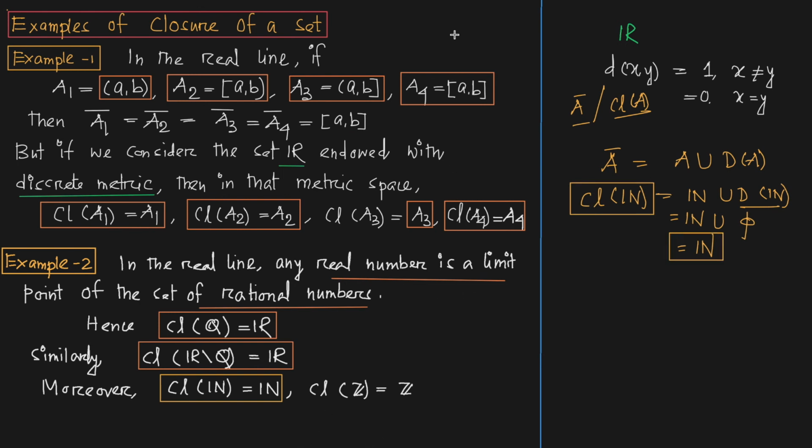Similarly, closure of Z. Closure of A means A union the derived set of A. So closure of Z is Z union the derived set of Z. What is the derived set? It contains all its limit points. The set of integers has no limit point, so the derived set of Z is equal to phi. So Z union phi is Z. That's why closure of Z is equal to Z.